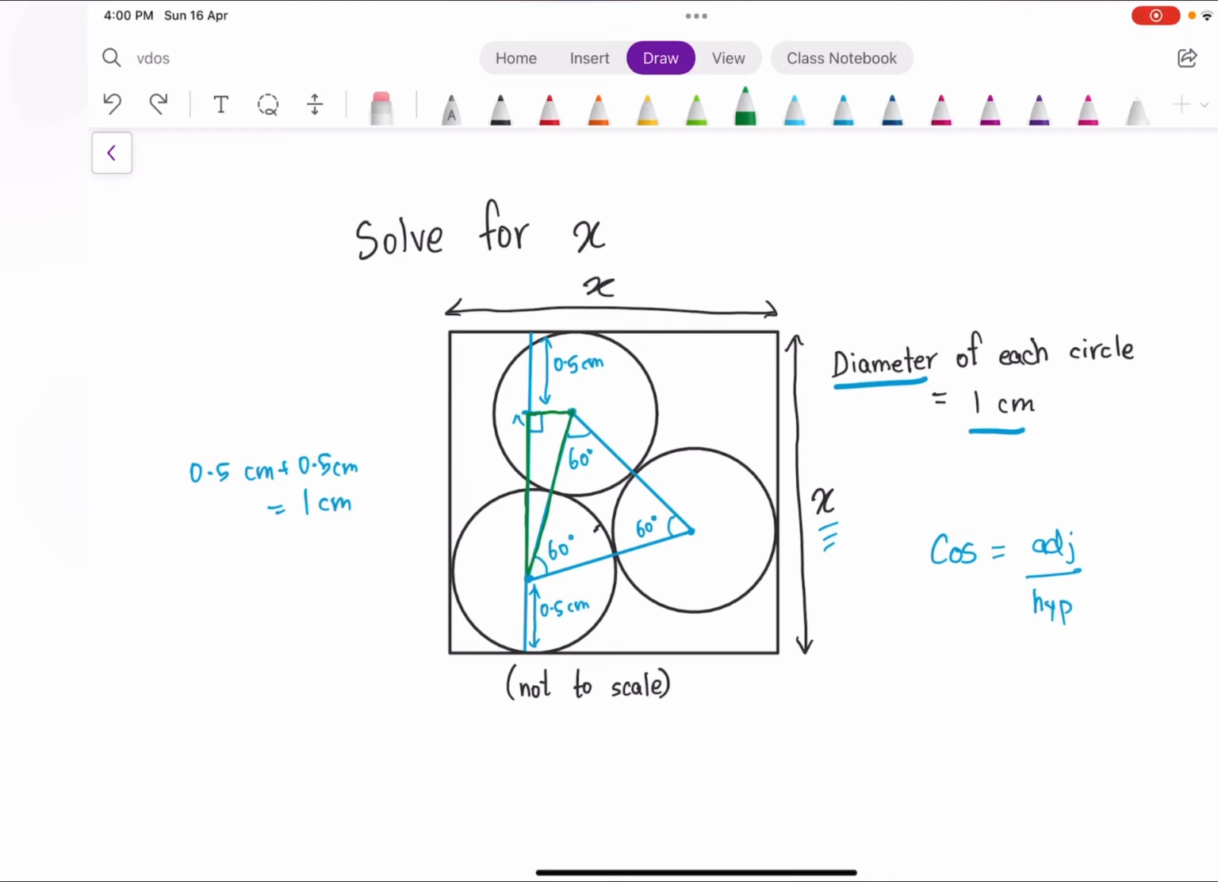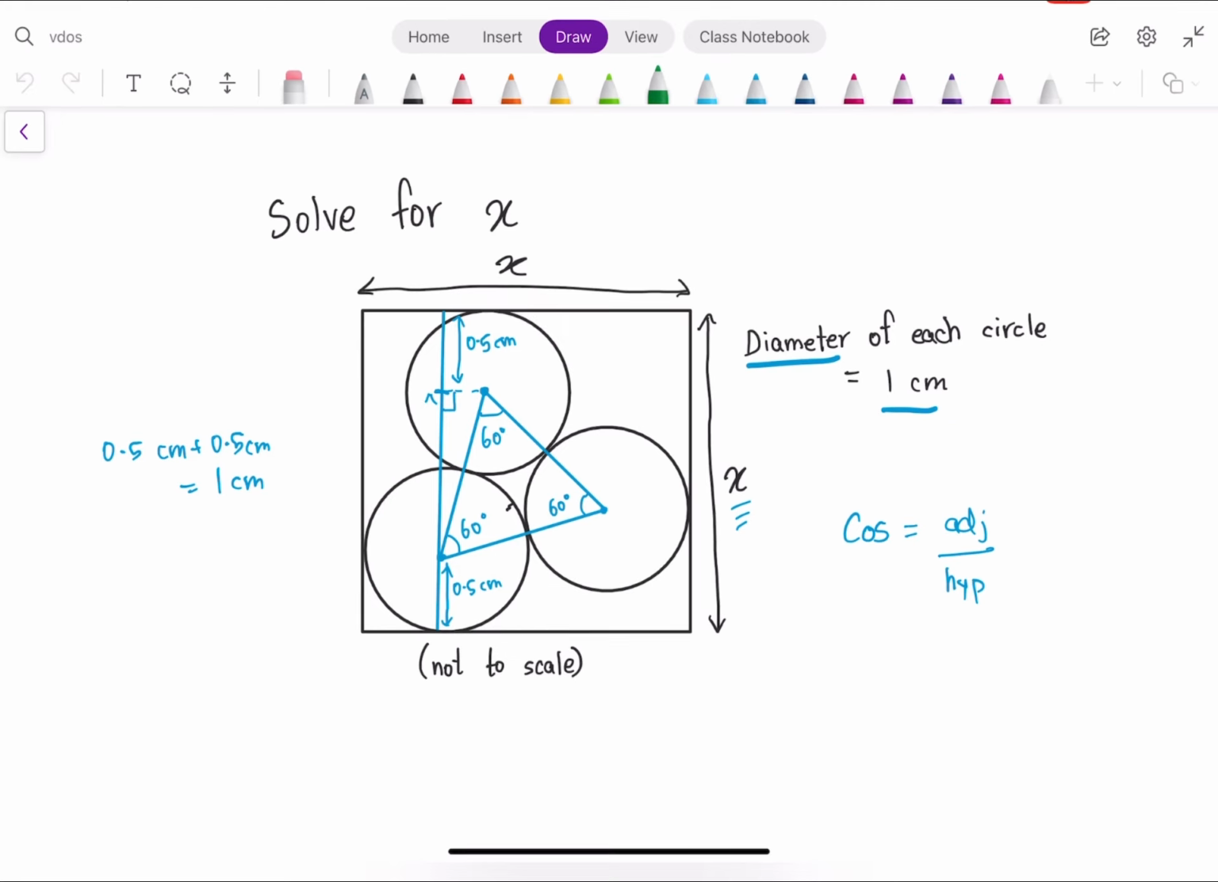What else do we know about it? Well, since it's a right triangle, we can use our cos, which is adjacent over hypotenuse, to find the length of this line right here. What is our adjacent line? Well, our adjacent line is this one, which we are trying to find the length of. And what is our hypotenuse? Well, our hypotenuse is 1 centimeter, which is 2 radiuses. So let's write it down as adjacent over 2 radiuses.